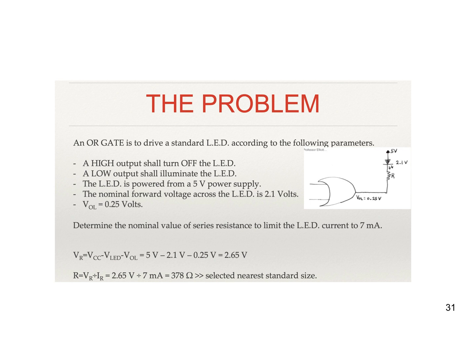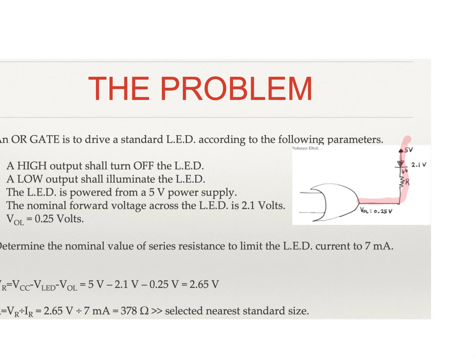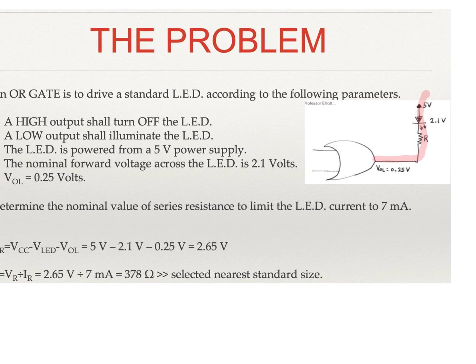LS TTL driving an LED. Here we have just an OR gate, pick any gate you like, driving an LED, which is in series with the current limiting resistor. Notice how we have set this up in a current sinking arrangement, because that's the only arrangement that provides enough current, up to 8 milliamps, to illuminate our LED.